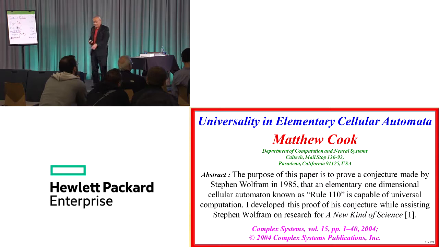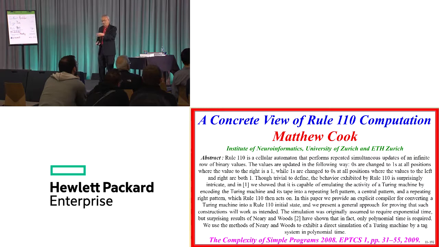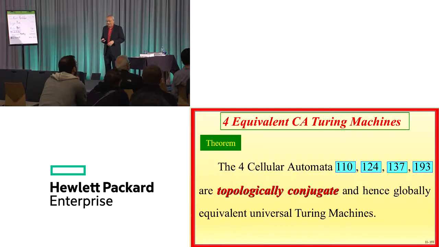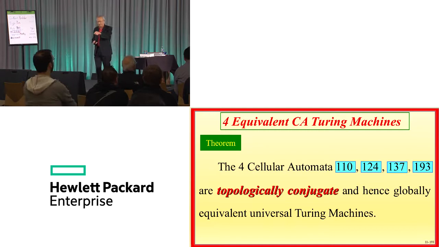That was published in 2004. This book was 2002, okay? So it was published. And then, in fact, a few years ago, 2009, Matthew Cook gave a more detailed explanation of the proof. So it's now classic, okay? Now, but we know that there are four equivalent rules, okay? 110, 124, 137, 193, that's one of the four equivalent. We now know 110 is, but so are the other three. And 137 is one of them, okay?